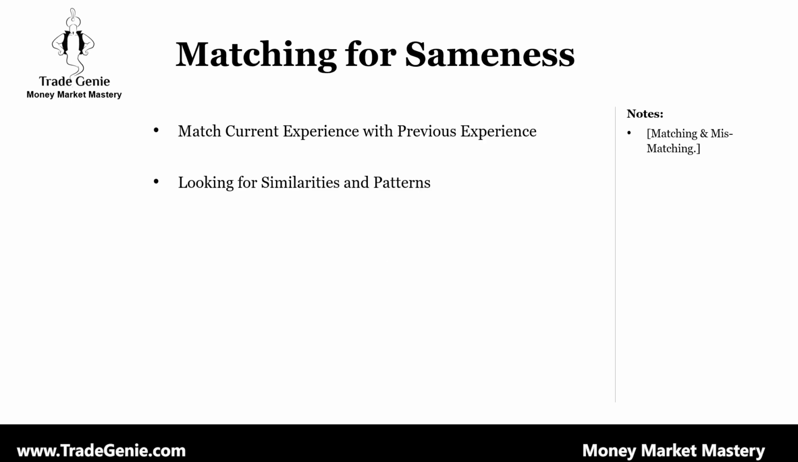What are you overlooking in trading? Matching for sameness. Match current experience with previous experience. This is the concept. So, the intuition: intuitive traders match their current experience with the previous experience, and then they take the decision. So these are the intuitive traders. They don't go by a checklist or rules, etc. They go with their experience. They match the current experience with the previous experience.